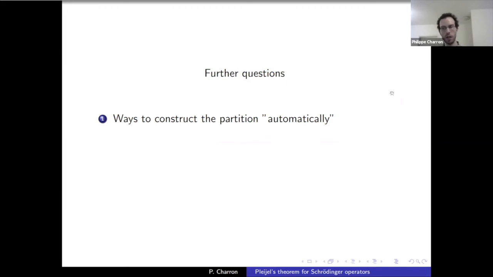If someone could, for any V, have a method to construct the partition, then you could just apply the whole method directly without having to specify what you're doing. So that would be an interesting thing for dealing with potentials which are not included in our theorems. The second one is quite obvious as well. Pleijel was generalized from domains to manifolds. So can we do the same thing in R^d?